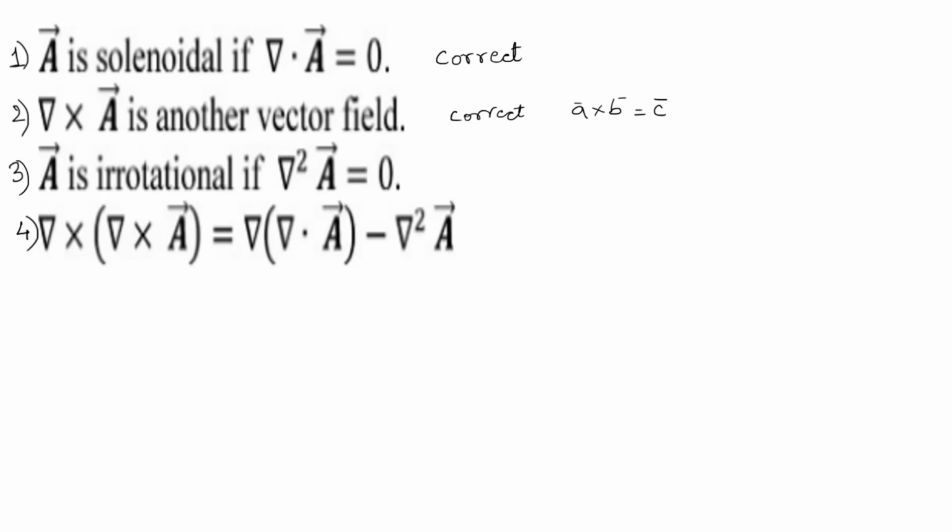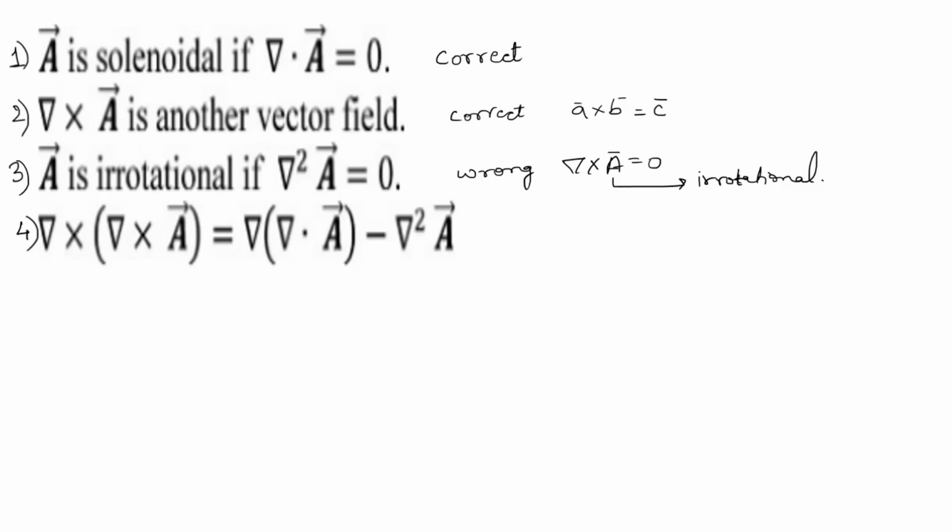Now another option is A is irrotational if del square A is 0. This is wrong. Why? Because we have seen that if del cross A is 0, then we call the vector A irrotational, right?